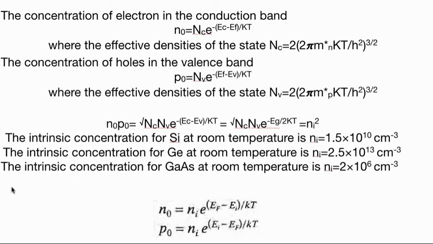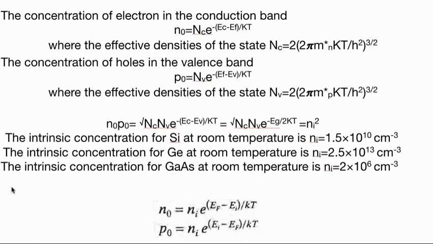The concentration of electrons in the conduction band is N0 = Nc e^(-(Ec - Ef)/kT), where the effective density of states Nc is given by this formula. The concentration of holes in the valence band is P0 = Nv e^((Ev - Ef)/kT), as the valence band is below the Fermi level, where the effective density of states Nv is given by this formula.